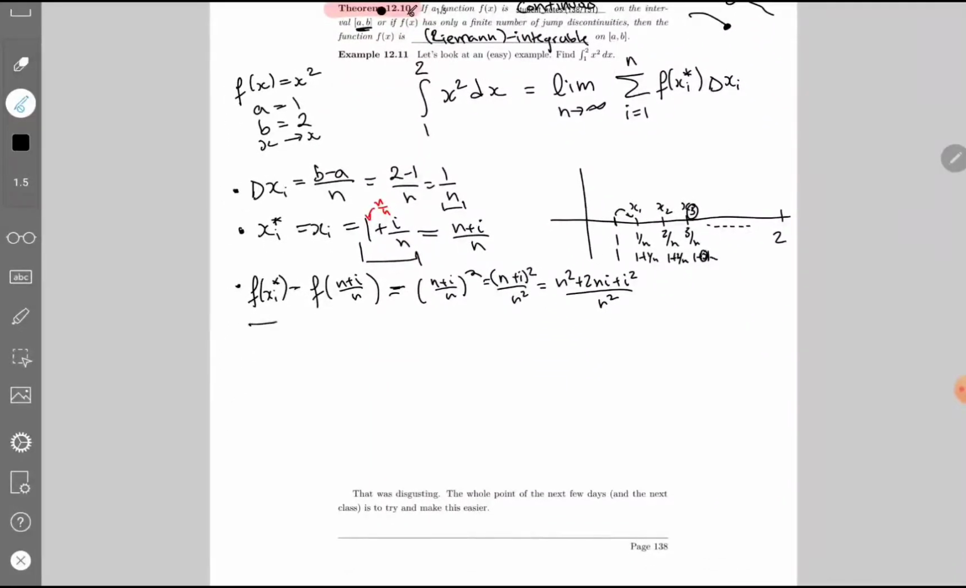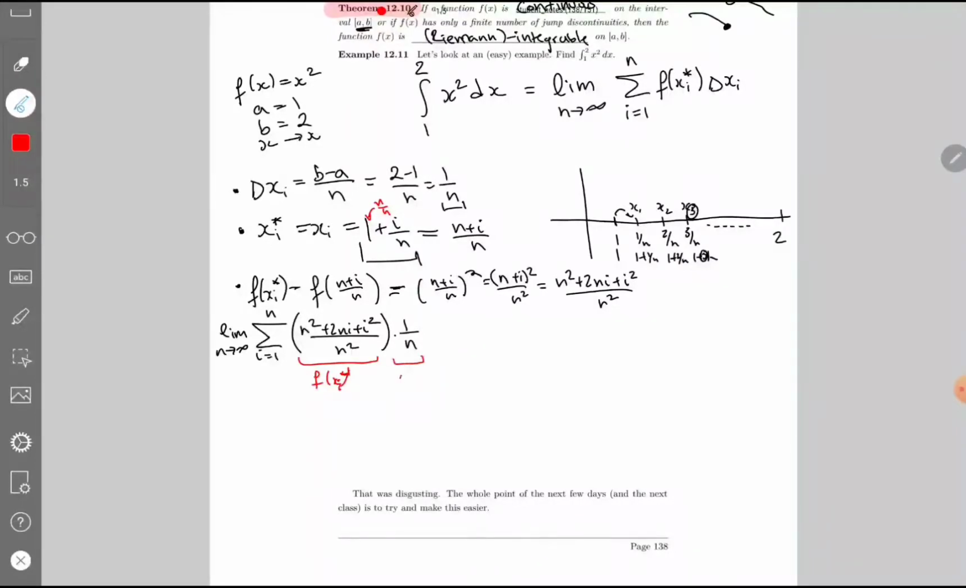We have the limit. Oops, I forgot the limit. Actually, I can do this just to the right. n goes to infinity of the sum from i equals 1 to n of n squared plus 2ni plus i squared over n squared times delta xi, which is 1 over n. So here we have f of xi star.